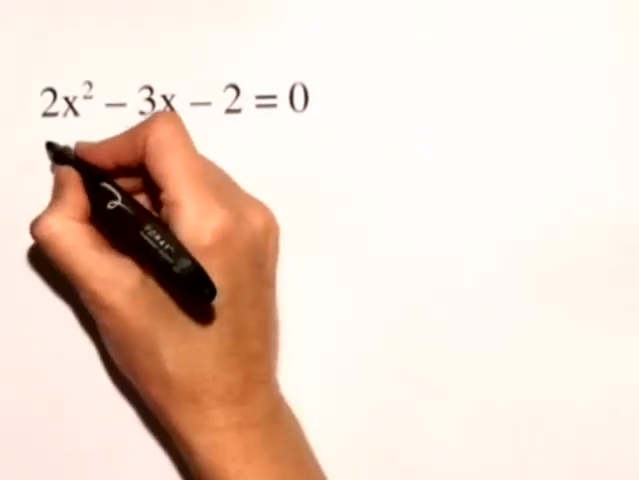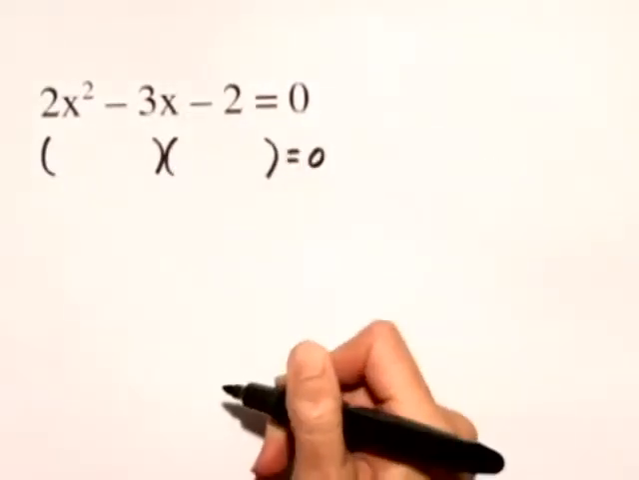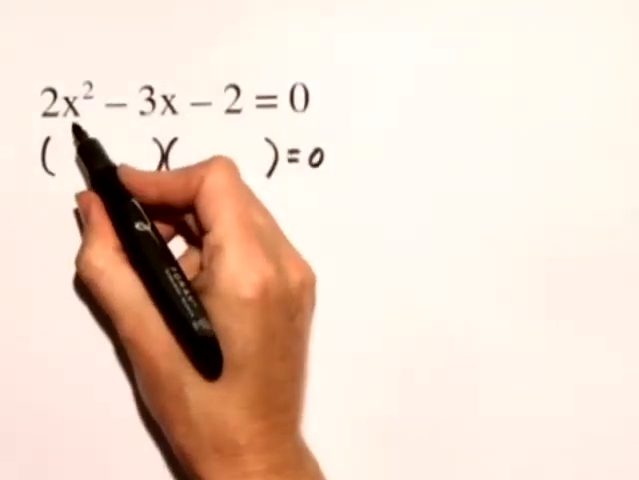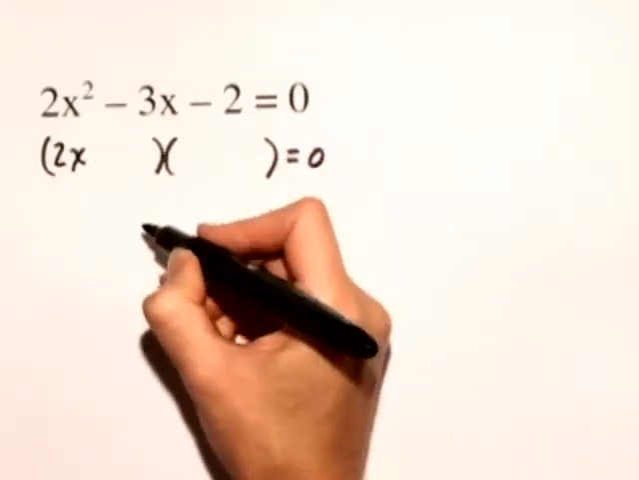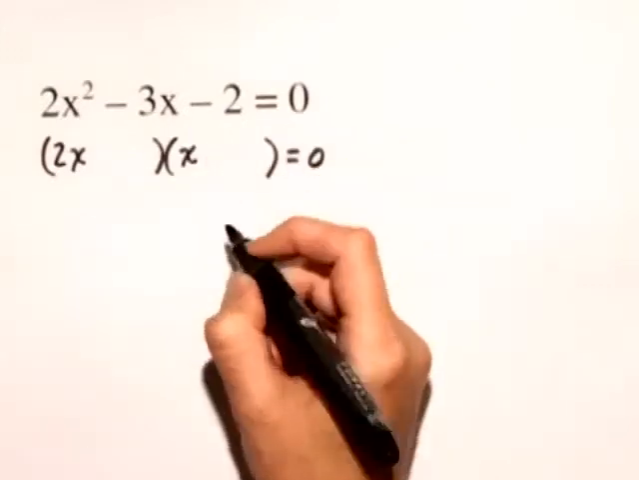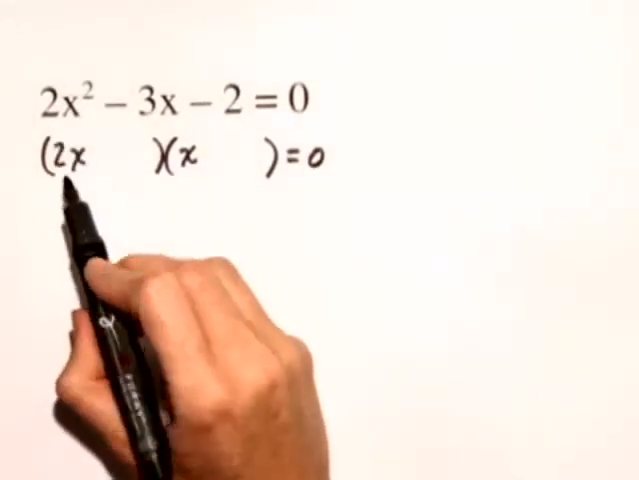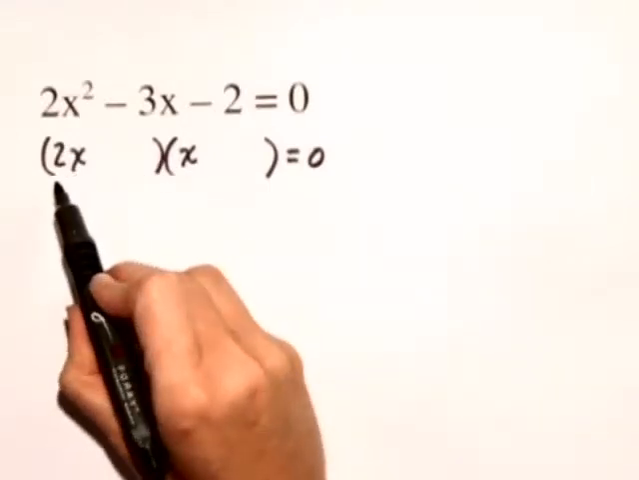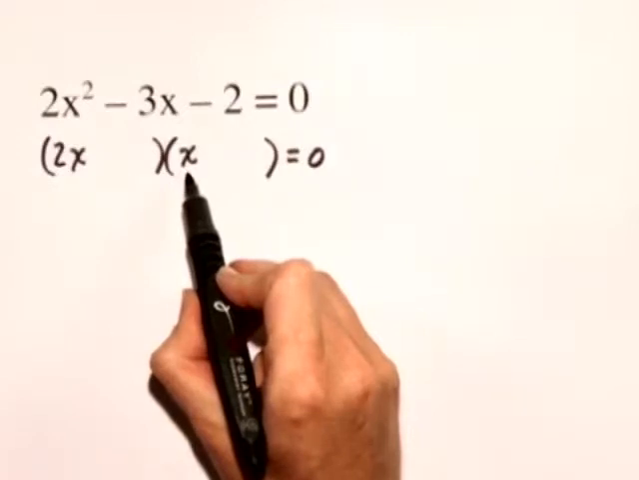So let's go ahead and set up our two sets of parentheses, and we'll do a little bit of guess and check. Since our first term has to equal 2x squared, we can put a 2x in our first set of parentheses and an x in our second set. The only way we can multiply to get 2 is to have 2 times 1. So in other words, we have 2x and 1x. Now, this is guess and check.